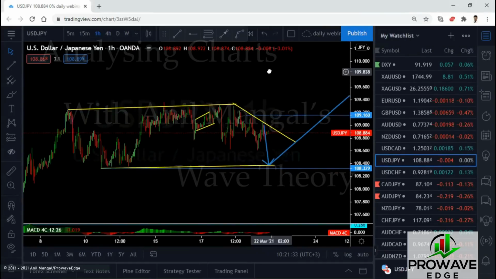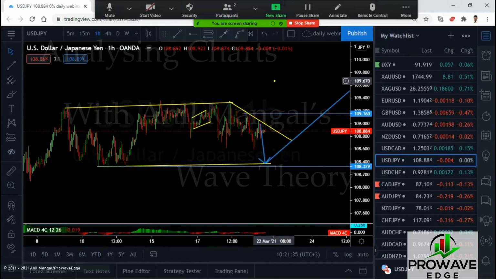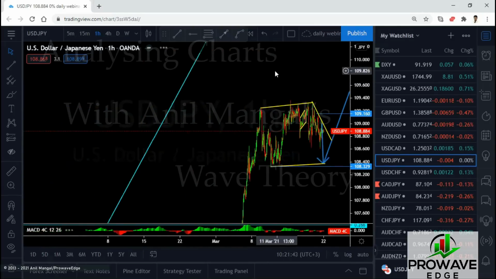So the dollar yen is quite easy. As I was saying, for this move down, you might get a sell there. I don't know how far it's going to go. Once they break this low, we're looking for upside. Don't miss this trade, guys.